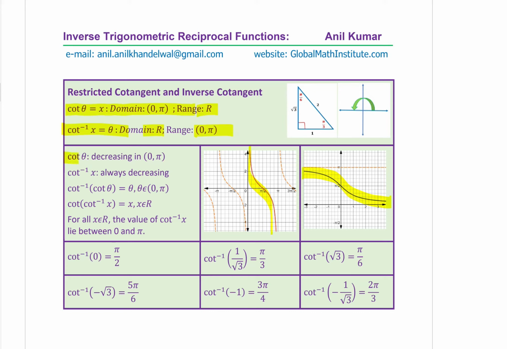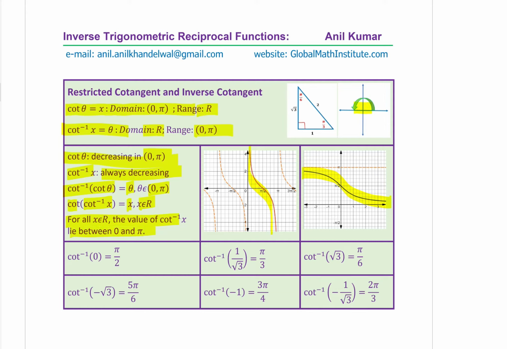Now coming back to the characteristics, the cotangent function is a decreasing function in the interval from 0 to pi, both not included. Cotangent inverse is always a decreasing function in all real numbers. And if we have a combination of cotangent inverse of cot theta, we'll get theta only if we have the angle within 0 to pi, right? Within this interval. And cot of cot inverse x will always return you the value of x for any real value. For all x belonging to real numbers, the value of cotangent inverse x is always between 0 and pi.